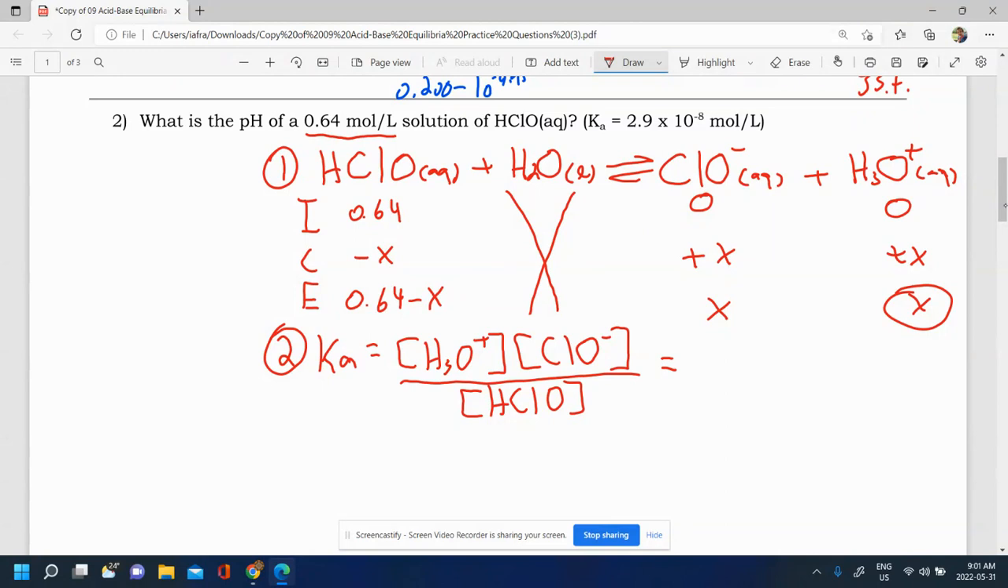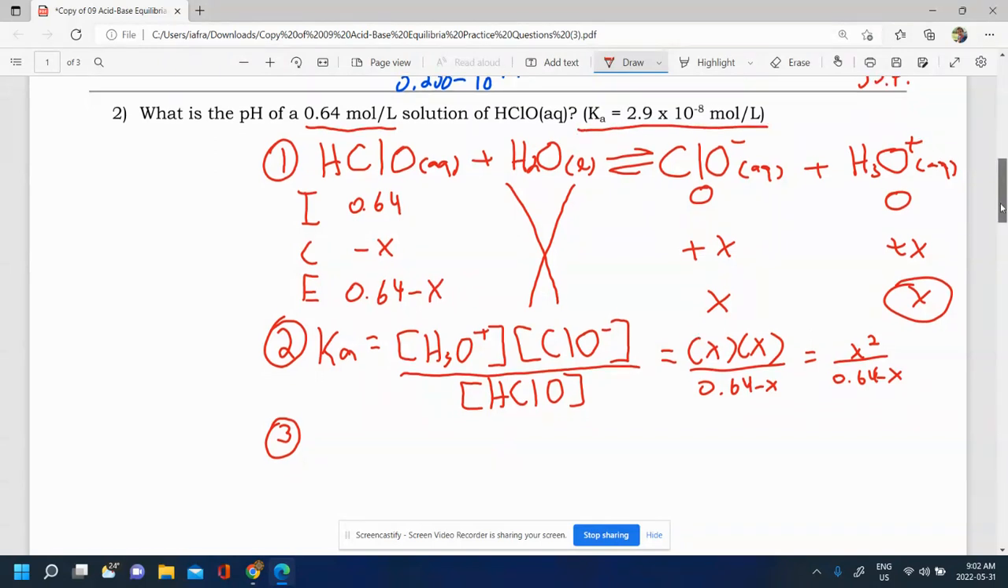And if we were to plug all these values in, we get x times x over 0.64 minus x, which is x squared over 0.64 minus x. So now we can just plug in all our information. We have the Ka given to us. If we didn't, we would go to our table to figure it out.